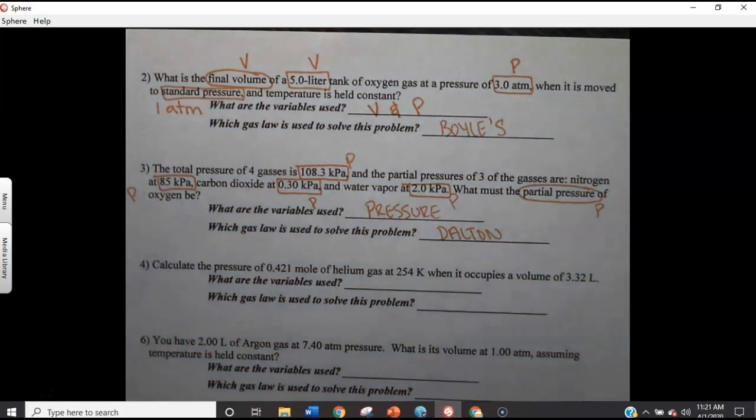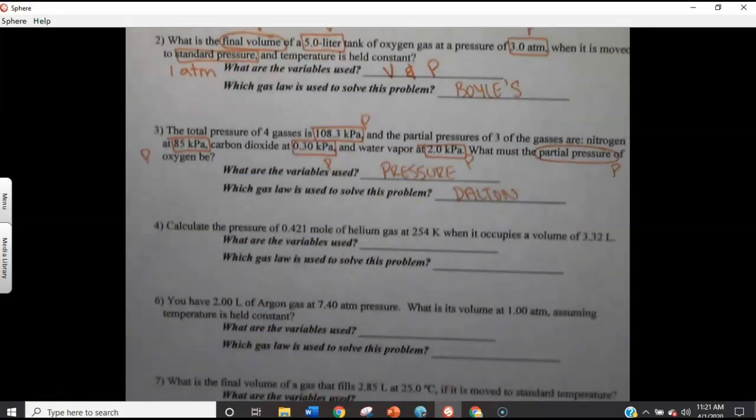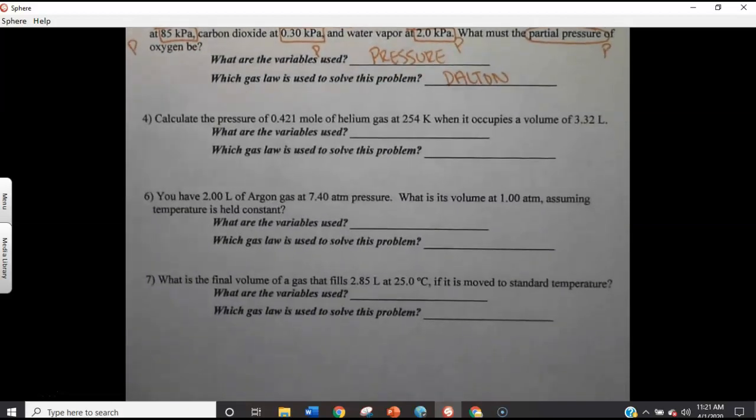I'm going to ask you to pause this and do the last 3 on your own. Seriously, try it on your own, please. Thank you so much for pausing it and trying it on your own, because that's exactly what your homework's going to look like today. So I wanted you to practice. I appreciate you doing that, hopefully.